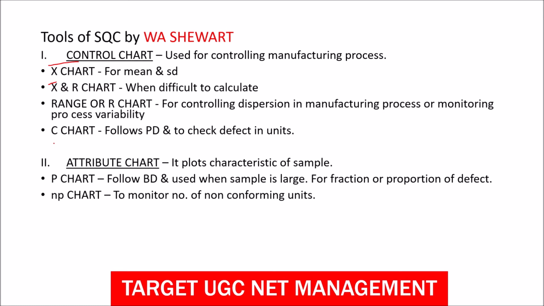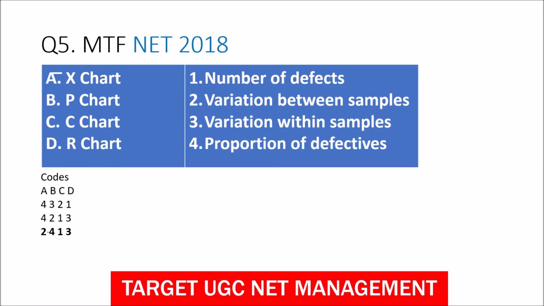And the last is C chart. It follows Poisson distribution and is used to check defects in units. Second, the attribute chart. It plots characteristics of a sample. P chart follows binomial distribution and is used when sample size is large, for fractions or proportion of defects. NP chart is to monitor number of non-conforming units. So the correct option is 2413. Always remember, C charts are related to number of defects and X bar charts are related to variations between samples.